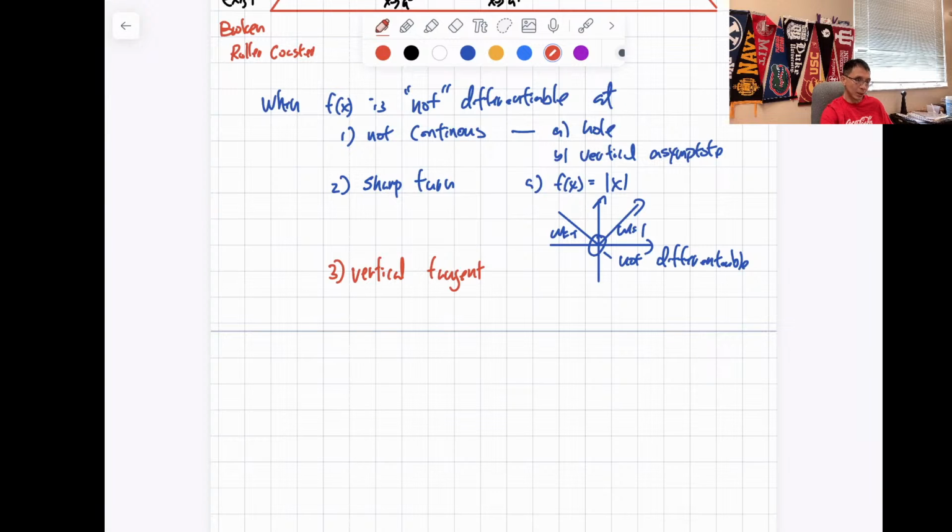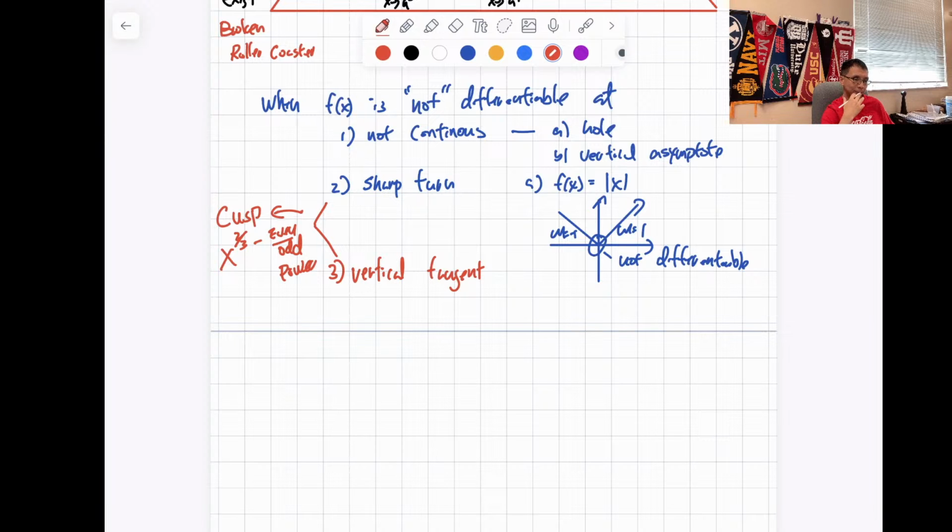There are some situations where they are both. So 2 and 3 can be both. That's going to be a cusp. A cusp is going to be x to the even over odd power. So 2 over 3 is a perfect one. So it's even over odd power. A cusp is a very good representation of both a sharp turn and a vertical tangent at the same time.